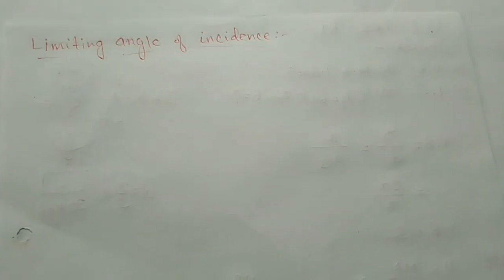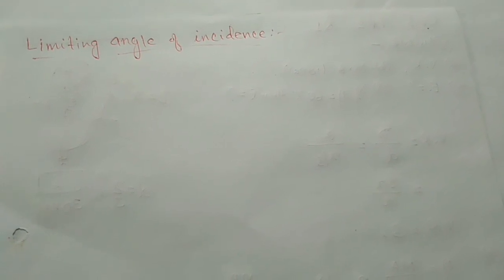Some remaining topics related to the angle of deviation through the prism are right here. See this. So limiting angle of incidence, what does it mean? First understand this.